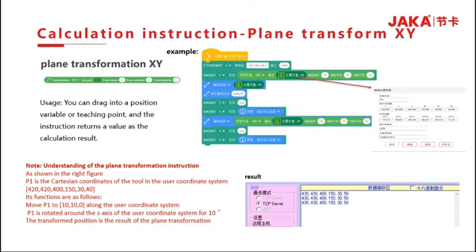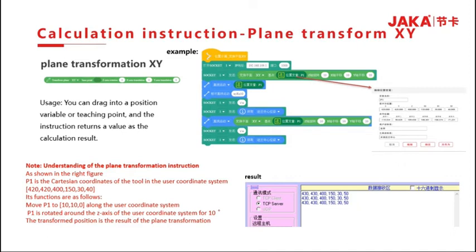The robot moves linearly to the result position of the plane transformation. After the movement is in place, the socket sends the coordinates of the center flange position of the robot's end. We can see that the results of the 3 receptions are the same. The understanding of the plane transformation command is shown in the example on the right.